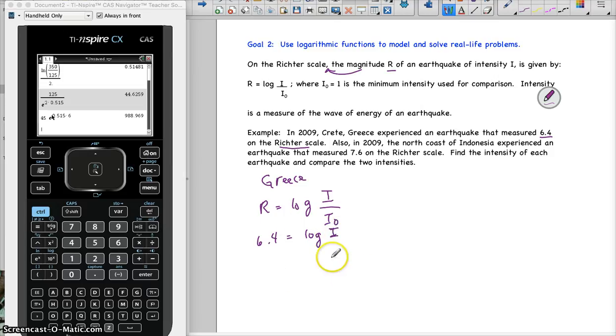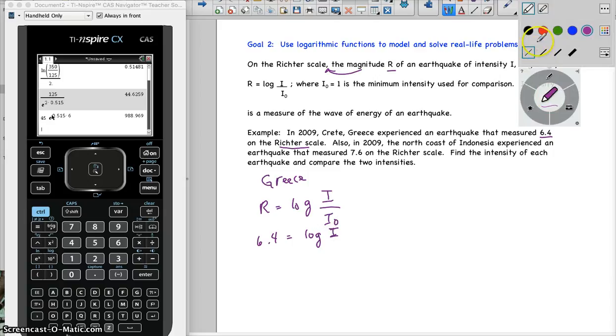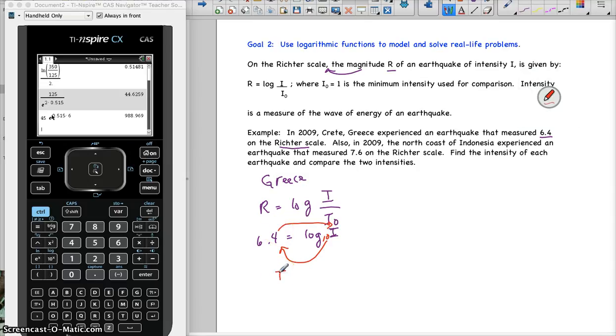So how would we solve this equation for I? Well, I recognize that this is a common logarithm, so we can put base 10 here and change this to exponential form. So I is equal to 10 raised to the 6.4 power, and I'm going to put a sub g here to remind me that this is the intensity of the earthquake in Greece.